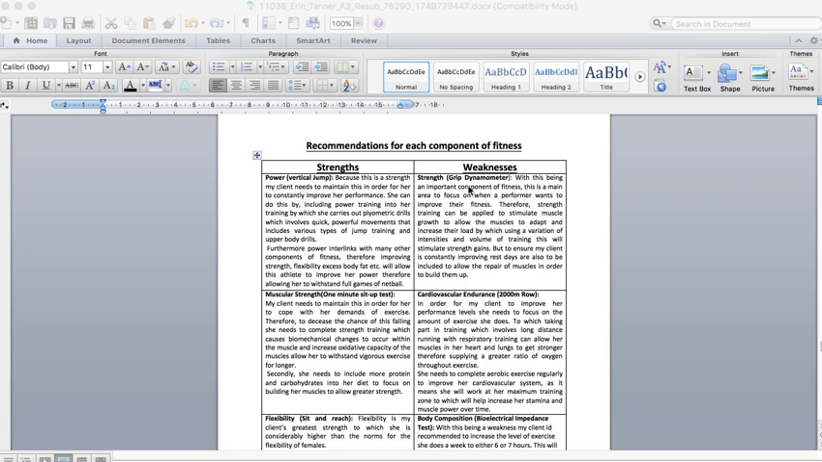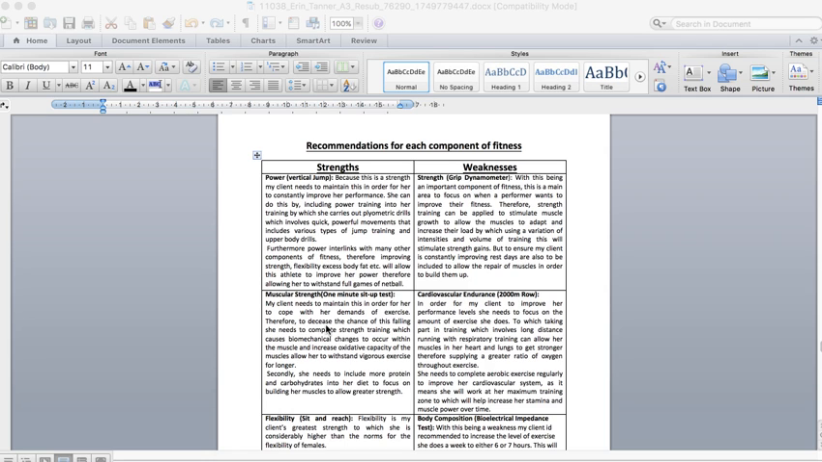This is potentially a weakness. So the strength grip dynamometer test was a weakness of your client. Why is it a weakness? What recommendations can you make to develop your client's score in the future? So what would you expect them to do?